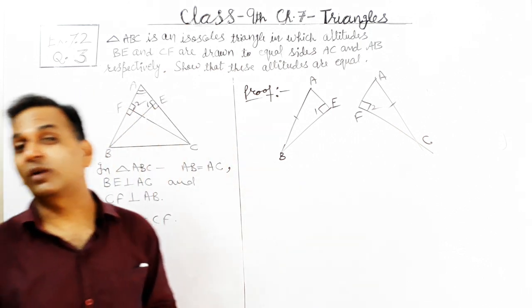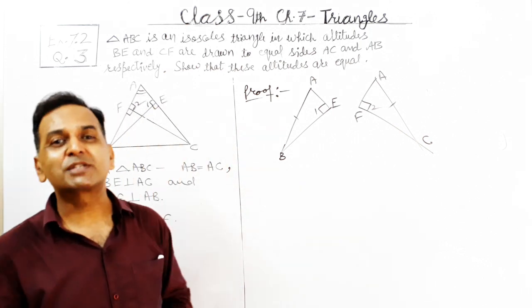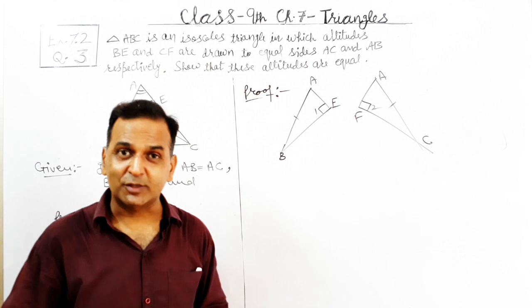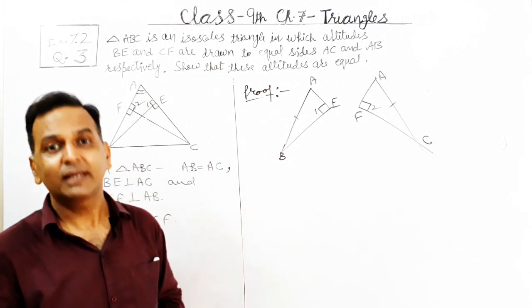Why? Because it is already given. This triangle ABC, it is an isosceles triangle. So AB and AC, these two are equal.